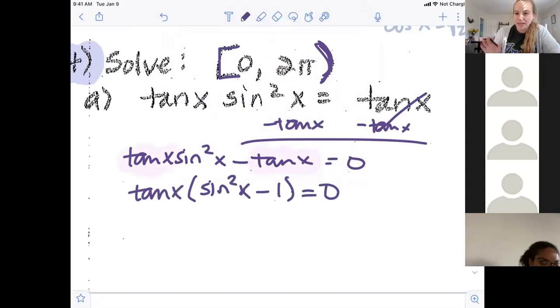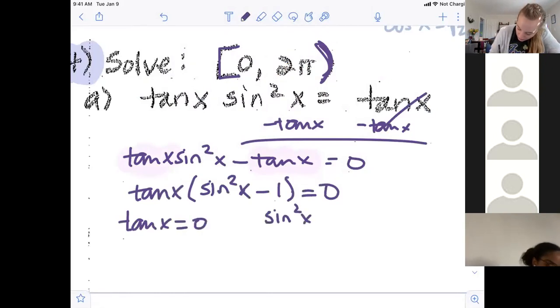And now I get to set each of the factors equal to 0. So I'm going to set tan x equal to 0, and I'm going to set sine squared x minus 1 equals 0. I just spent a lot of time with my geometry kids factoring and we practiced setting each factor equal to 0. This is the same thing, just now we're in pre-cal. Now we're going to do tan of x equals 0 and find x there.